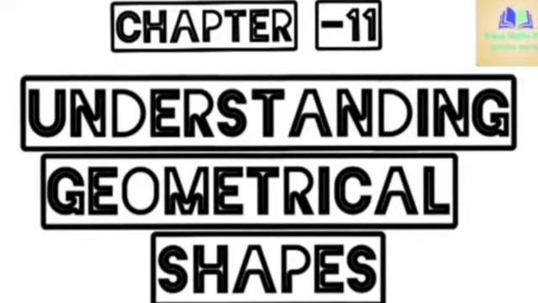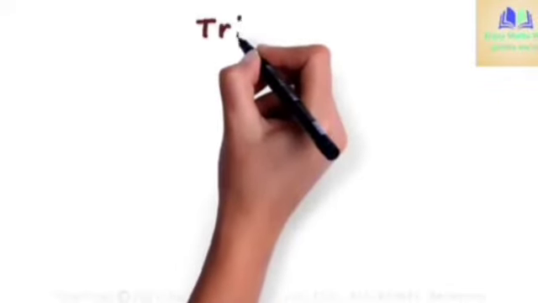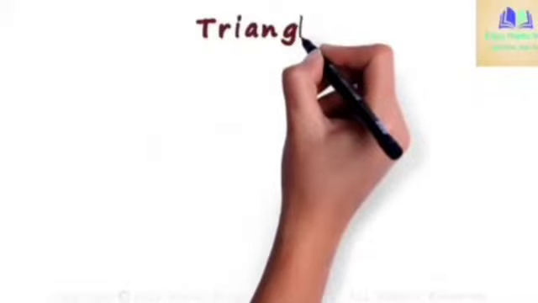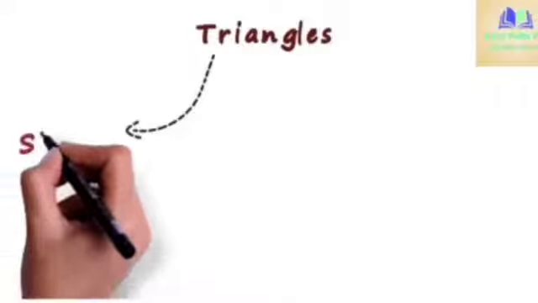Good morning, students. Chapter 11, Understanding Geometrical Shapes. Today's topic is Classify the Triangles. One way in which they can be classified is by the length of their sides.